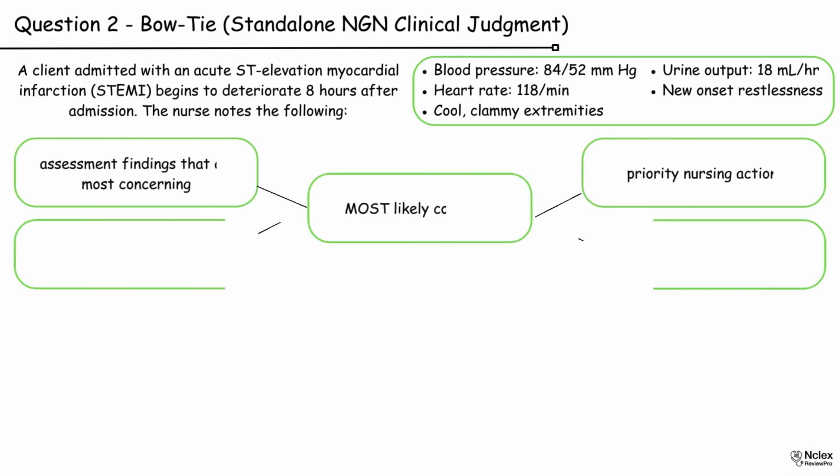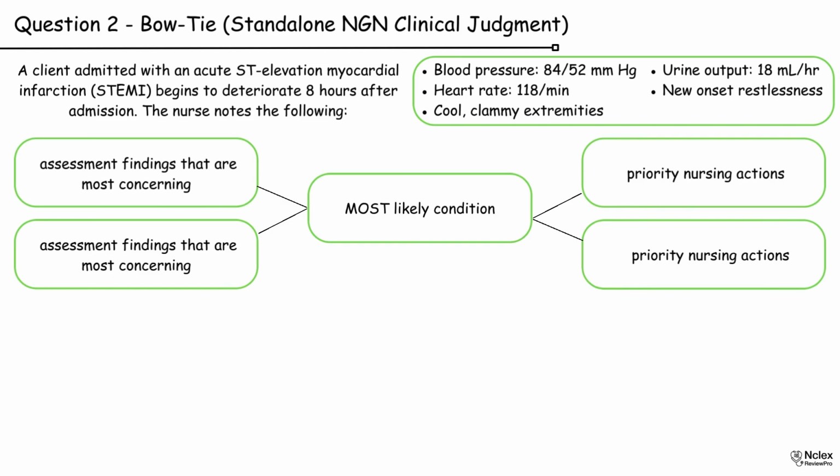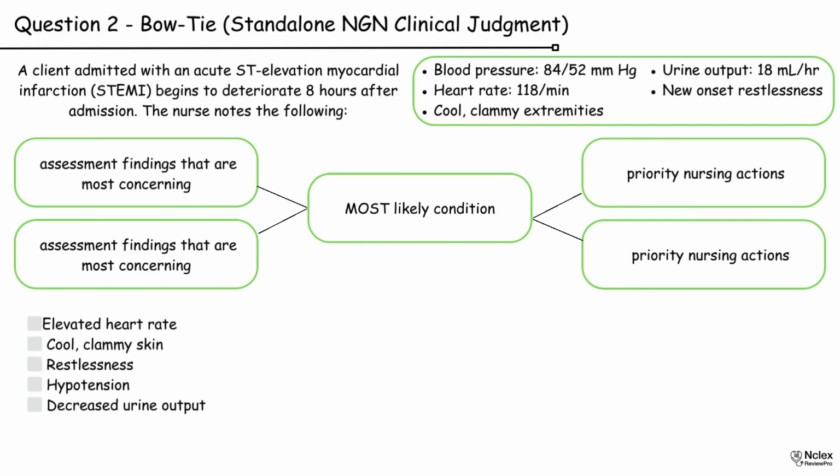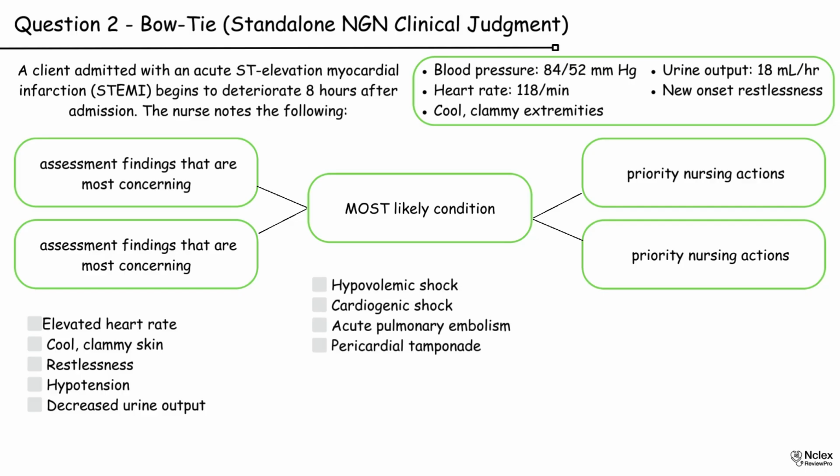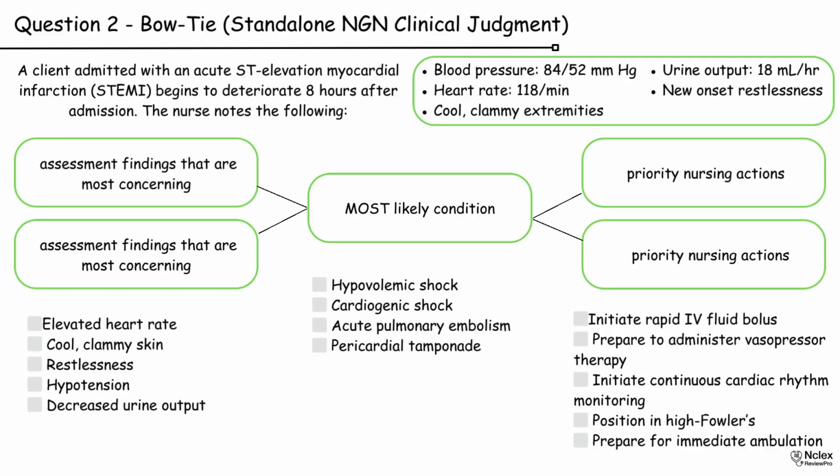Now we are going to complete the bow tie. First, select two assessment findings that are most concerning. Elevated heart rate, cool, clammy skin, restlessness, hypotension, decreased urine output. Next, select the most likely condition. Hypovolemic shock, cardiogenic shock, acute pulmonary embolism, pericardial tamponade. Finally, select two priority nursing actions.